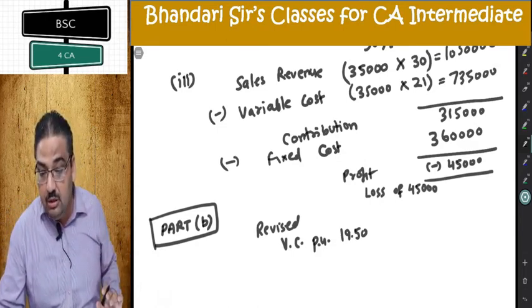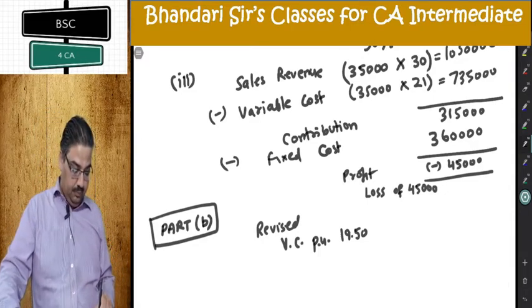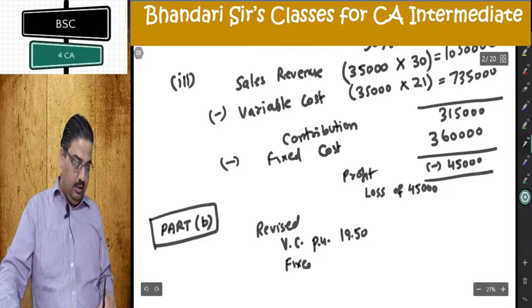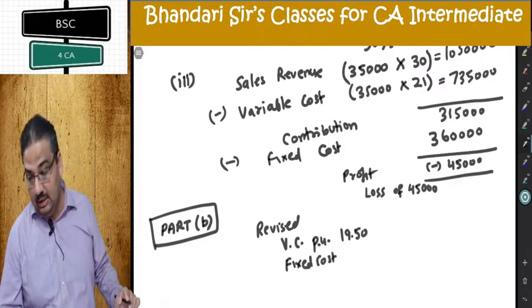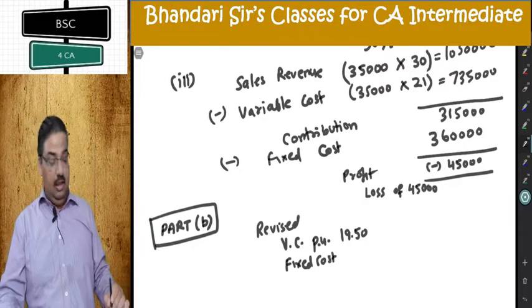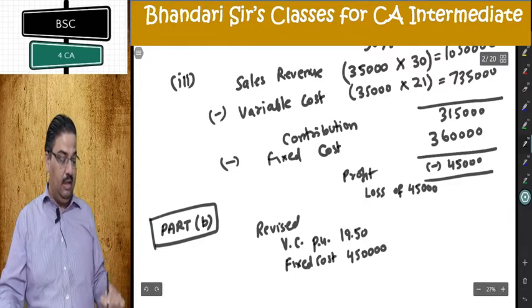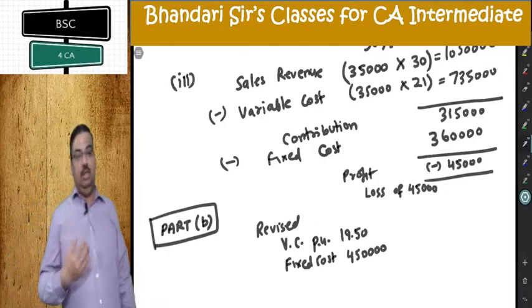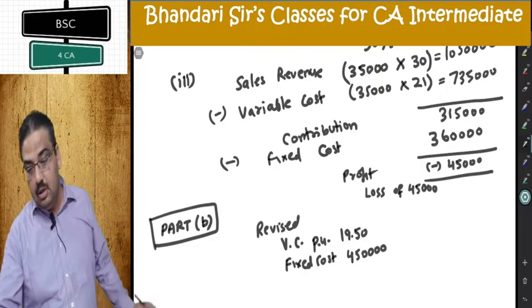Instead, a fixed amount of 90,000 is incurred in fixed salaries. Revised fixed cost: earlier fixed cost was 3,60,000. Now additional 90,000 will be there. So 4,50,000 will be the revised fixed cost. 3,60,000 increased by 90,000 makes 4,50,000.